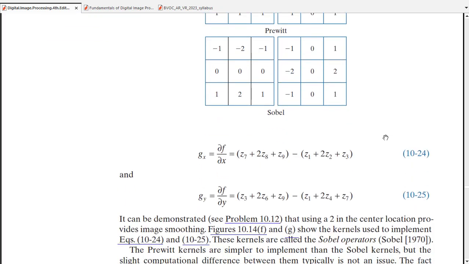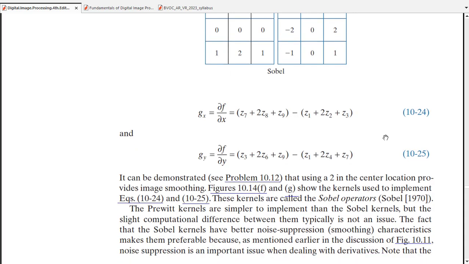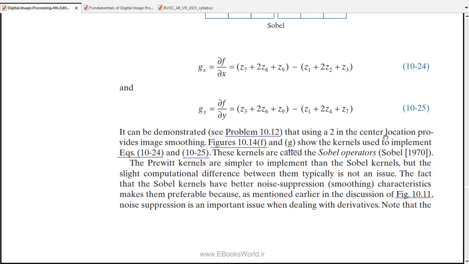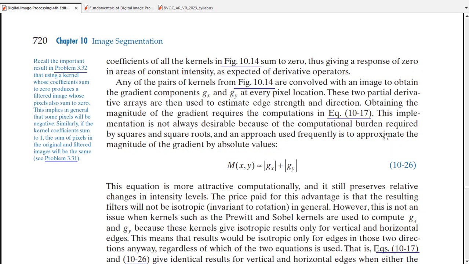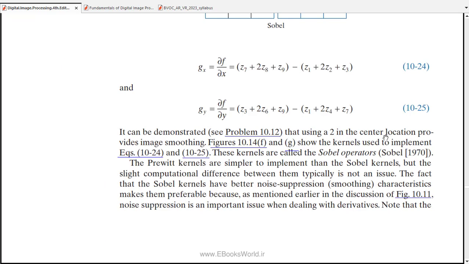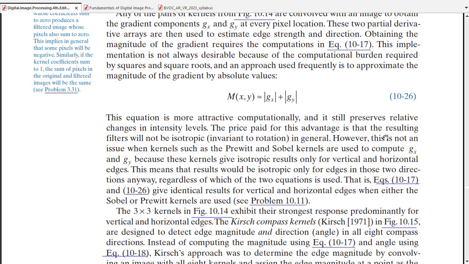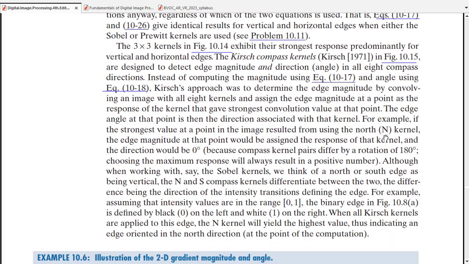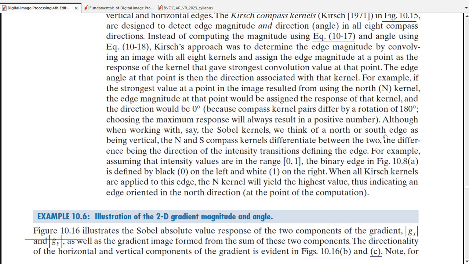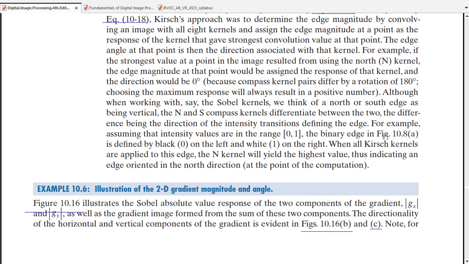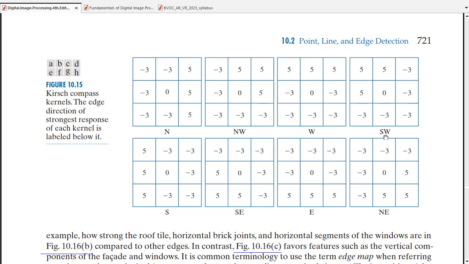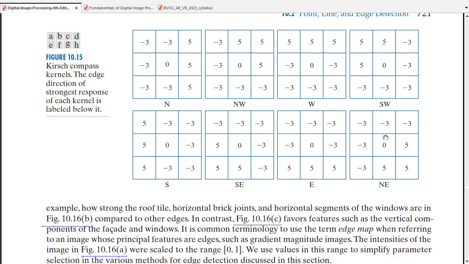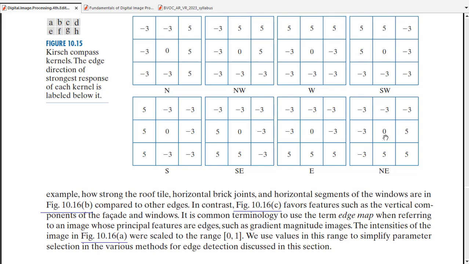Normally there is a problem with the centralized location, so image smoothing is provided. These kernels are the Sobel operator. So image smoothing in the Sobel kernels gives better noise suppression characteristics. Normally, the gradient operators depend upon this value or location, which changes depending on the kernel. We already studied this in the previous book.